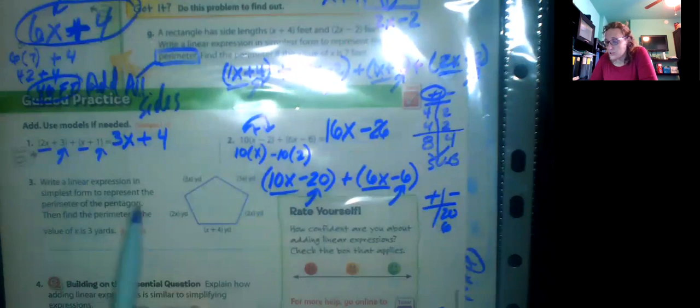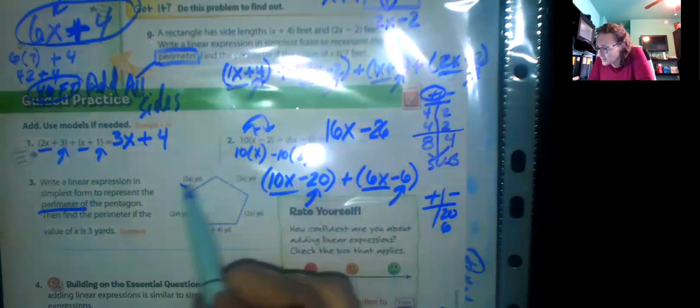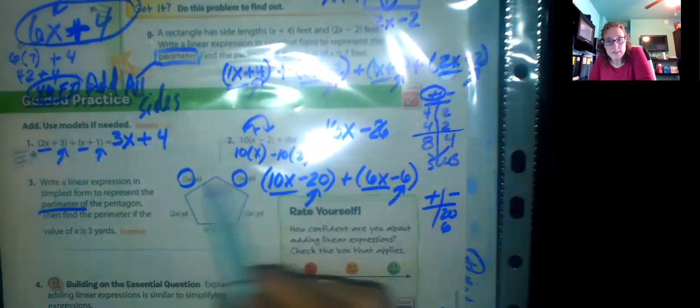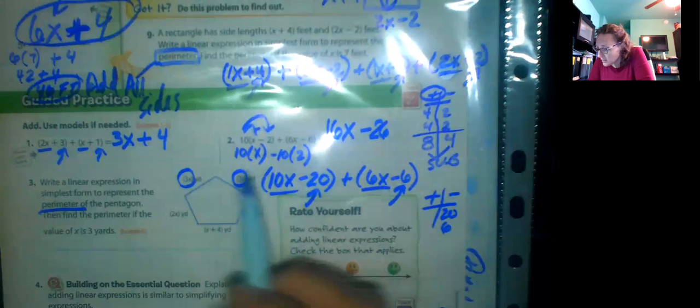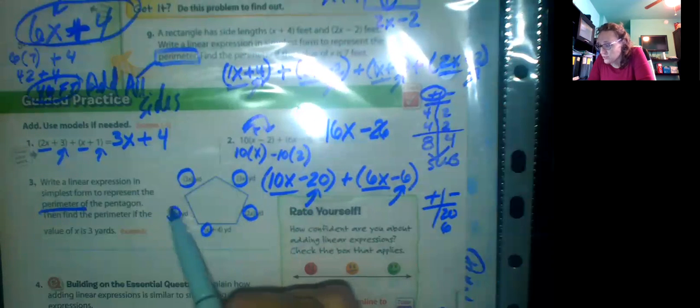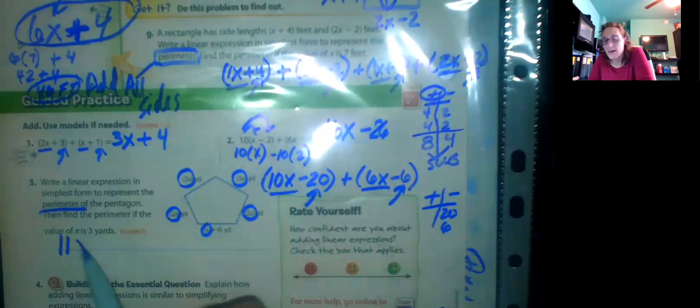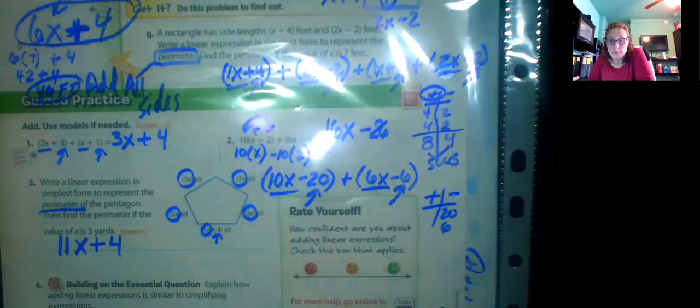Write a linear expression to represent the perimeter. So perimeter means to add all sides. So 3x, another 3x, that's 6x. Another 2x, that's 8x. Another 1x, that's 9x. And another 2x, that's 11 x's. Then no constant, no constant. Oh, here's a constant. So I don't need to combine it with anything. It just becomes part of the answer. Okay, so this is the perimeter.